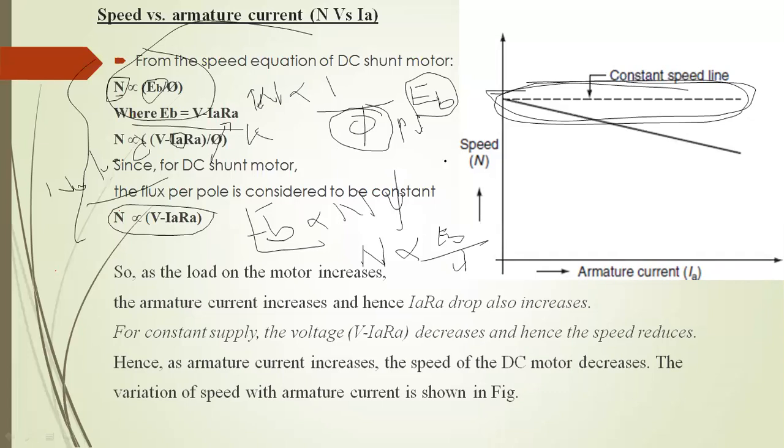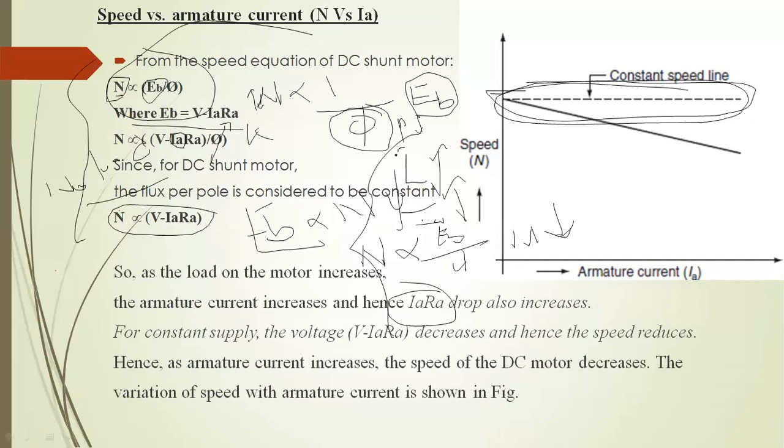So as the load increases, what will happen? The armature current increases. As the armature current increases, this Ia Ra drop also increases. So by considering these things, the speed is going to decrease.